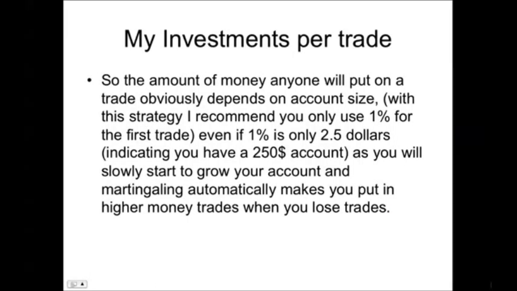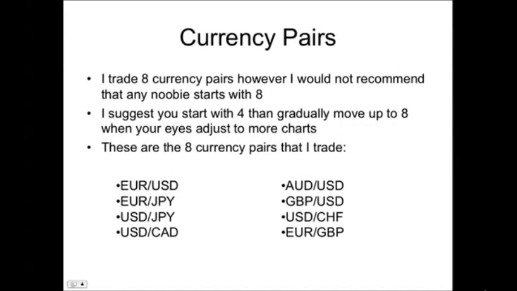My investments per trade. The amount of money anyone will put on a trade obviously depends on account size. With this strategy, I recommend you only use 1% for the first trade, even if 1% is only $2.5, indicating you have a $250 account. As you slowly start to grow your account, and martingaling automatically makes you put in higher money trades when you lose trades.